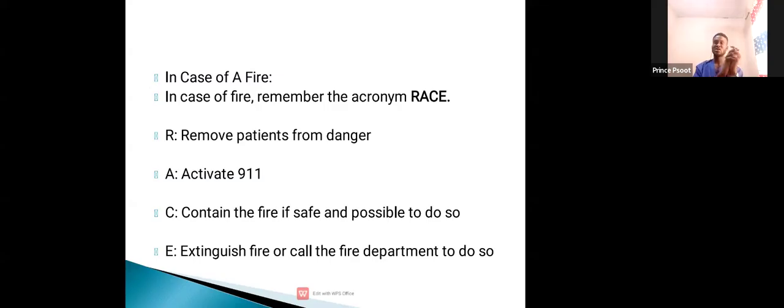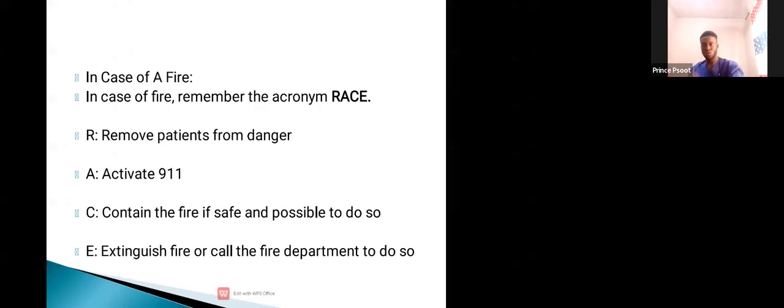You call the emergency. Then you contain the fire if safe and possible to do so. If the fire is containable, you can contain it. But a fire that has escalated, you can't contain. You have to call 911 to extinguish the fire, or call the fire department to do so.